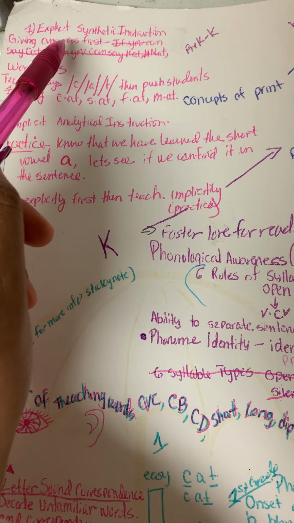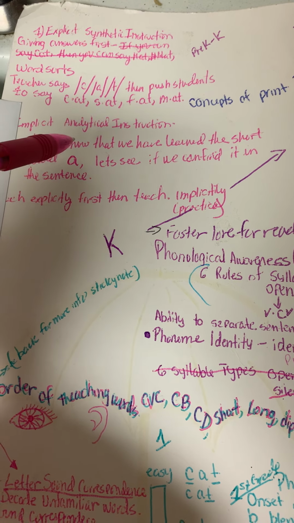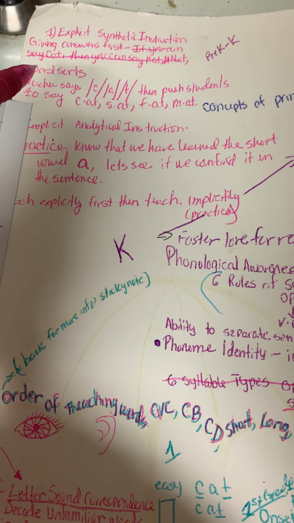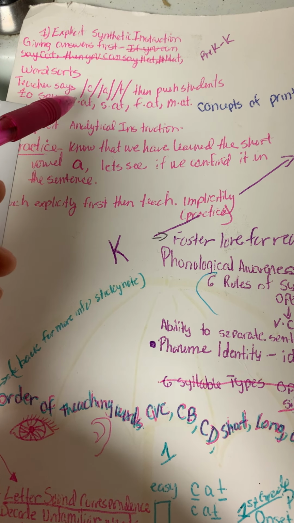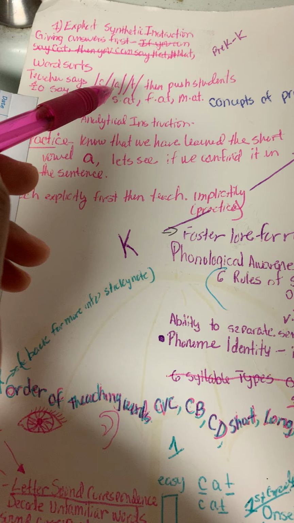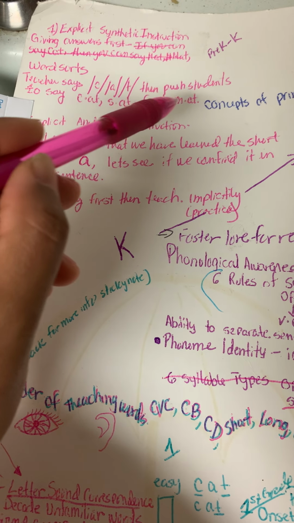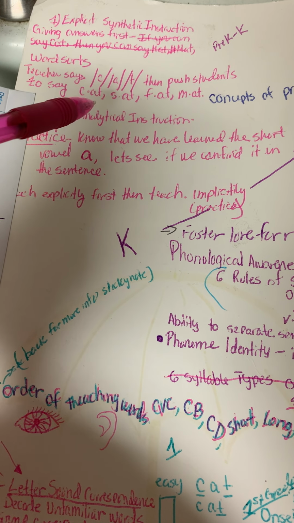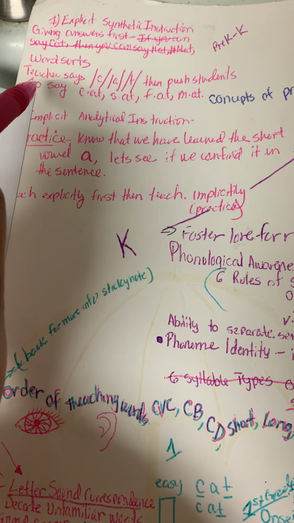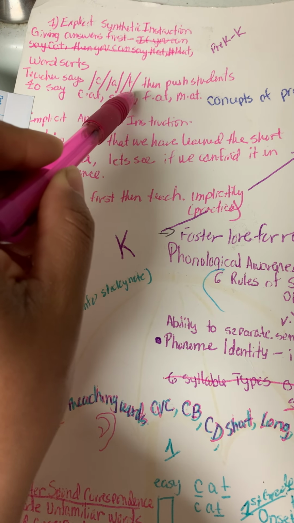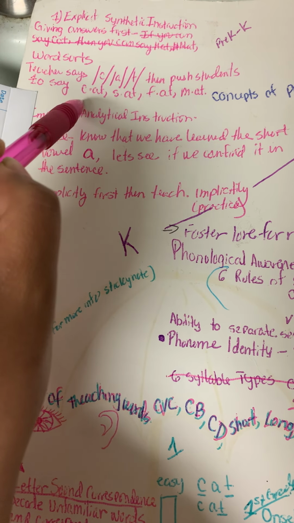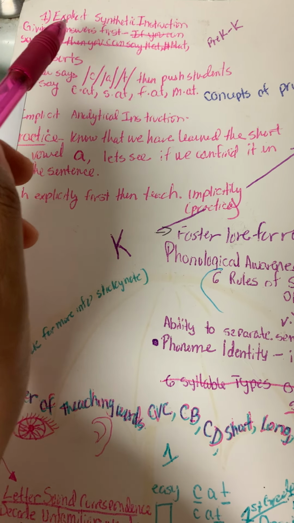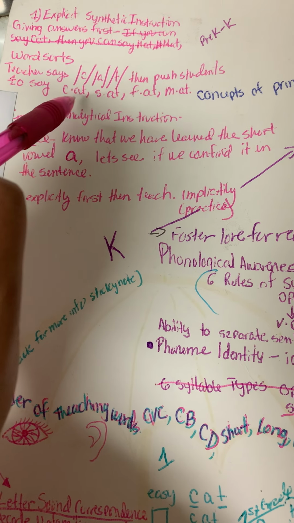explicit instruction and implicit instruction. So explicit instruction would be when, let's say, the teacher says k, a, t, then she pushes the students to say these words, k, at. So she basically does it for them, then she has them do it with her. So that is explicit because she's leading the way, and then they practice with her.